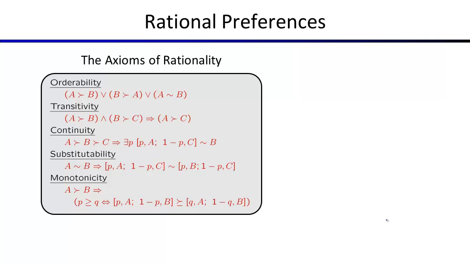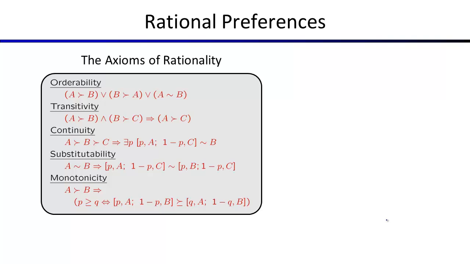But there has to be some probability where you hit break even. If P is 1, you get A, and that's better. If P is 0, you get C, and that's worse. And so at some point, that slider should hit break even. That's the axiom of continuity. Substitutability says if you're indifferent between A and B, you're indifferent between lotteries that differ only in whether they have A or B. That seems reasonable. And monotonicity says if you like A better than B, then lotteries that have more A are better than lotteries that have less A.